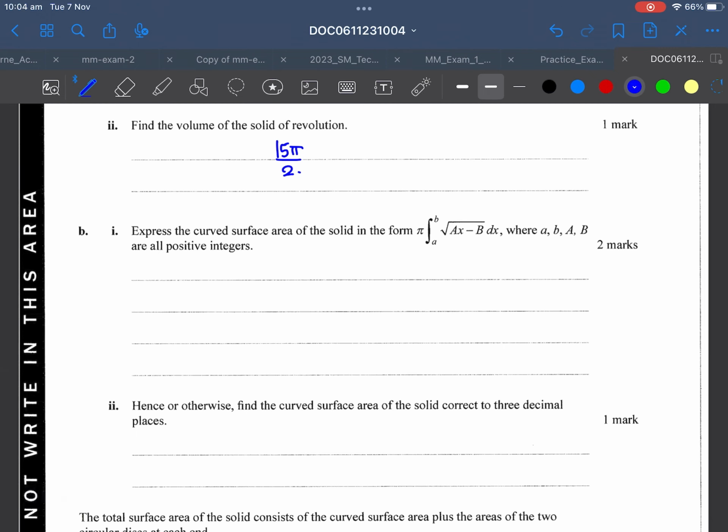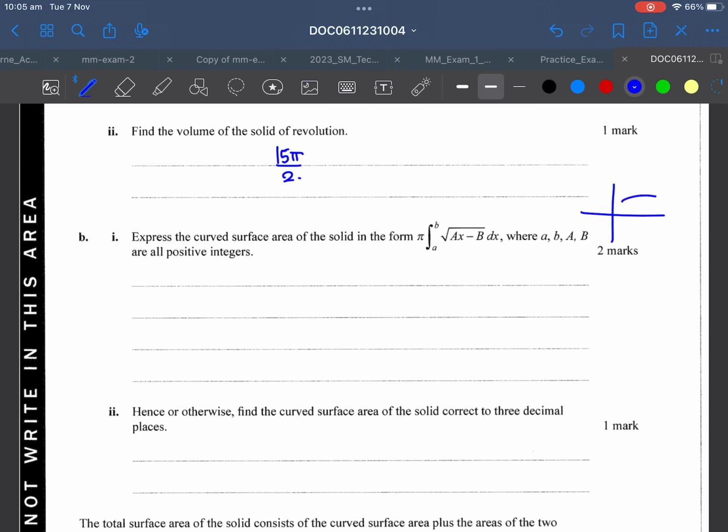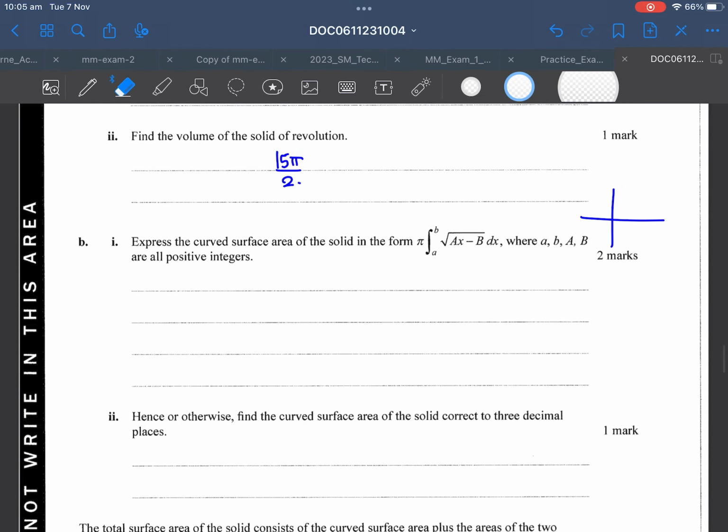Express the curved surface area of the solid in the form of this, where a, b, capital A and capital B are all positive integers. So curved surface area, what is curved surface area? Hold on. So our graph looks like this. Okay, so it is rotated about the x-axis. They are referring to the surface area formed when we rotate this graph around the x-axis. Okay, I see. So we can just use the formula for that.